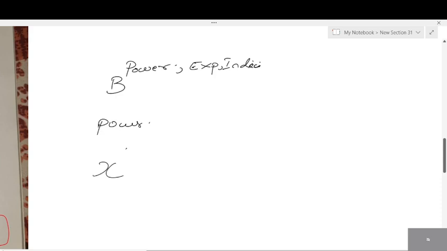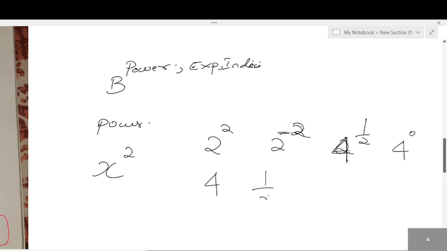One is positive, 2 square. One is negative, and the other one is fractional, right? And one more is 0. What is 2 square? 4. What is 2 to the minus 2? When it is negative, what is 1 by 2 square?